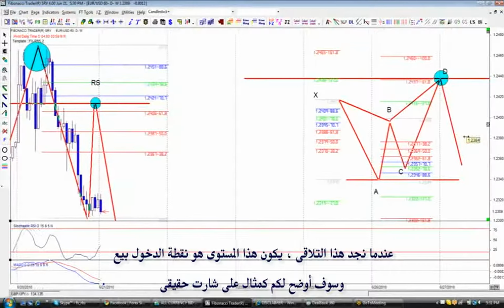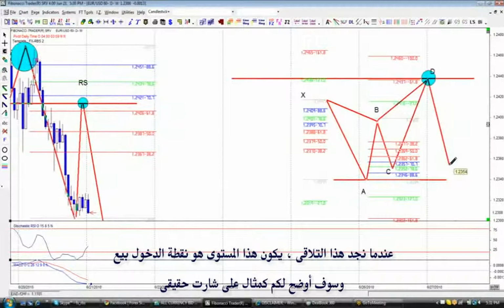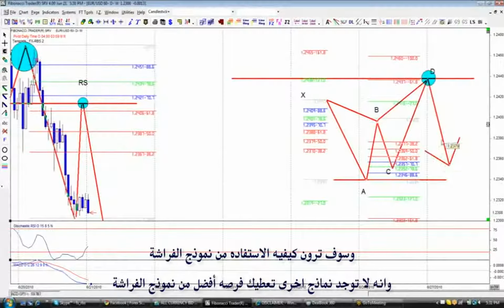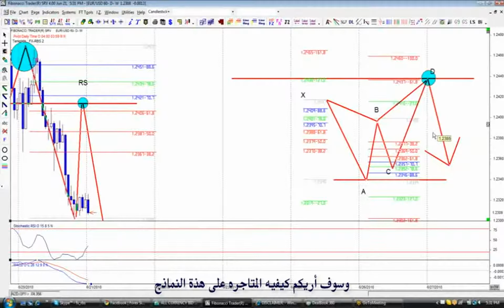Later, I will give you guys an example on a real chart, and you will see how useful butterflies can be. And there is no other pattern that can give you better entry than butterfly. I will show you how to properly trade those patterns.